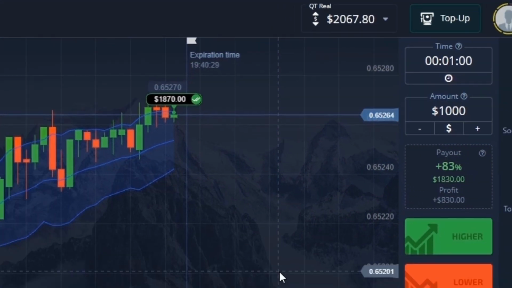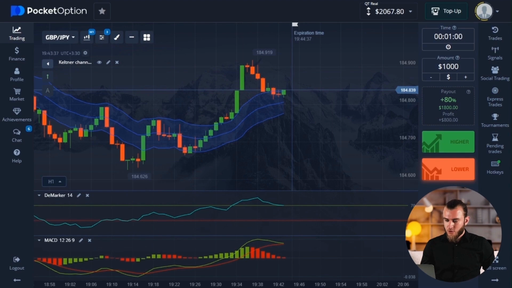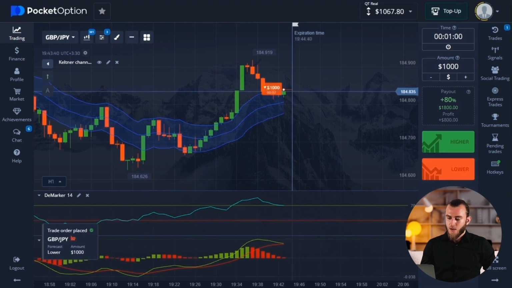Fantastic. Let's proceed to other currency pairs to generate earnings once more. I perceive a promising opportunity. I'm initiating a trade in a downward direction. Currency pair, British pound, Japanese yen. This seems like a favorable chance to capitalize on the market.